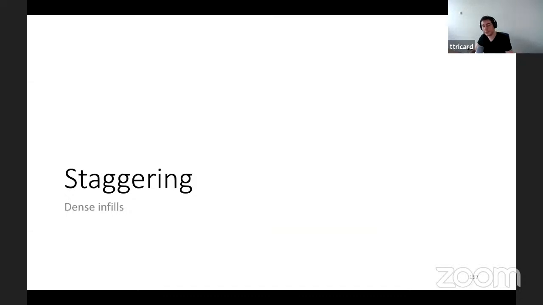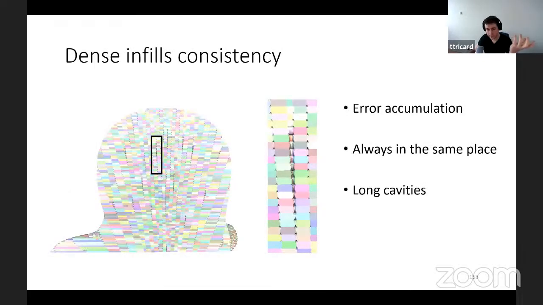Right, so now we had another problem that we wanted to solve in dense infill. That is the dense infill consistency. So usually in dense infill, when you send the same input for two different slices, you will get the same result. And thus, if you have defects, they will always be in the same place. And so this will lead to error accumulation. So here you have an example of when we generated the Qtocto for the first time. And as you can see, this error accumulation will create long cavities inside the print that we want to avoid.